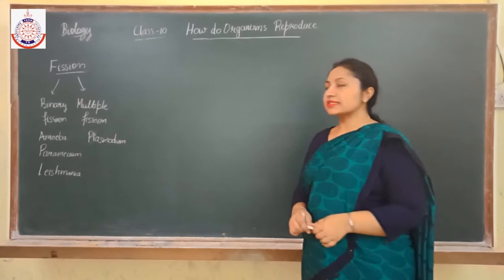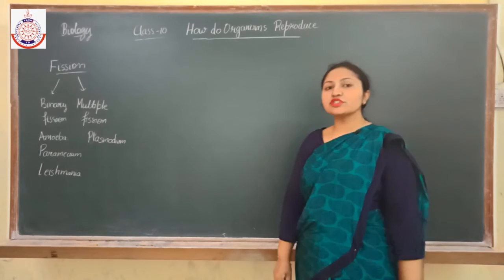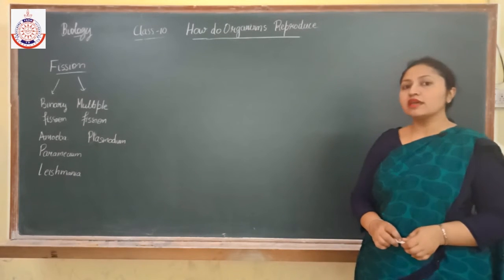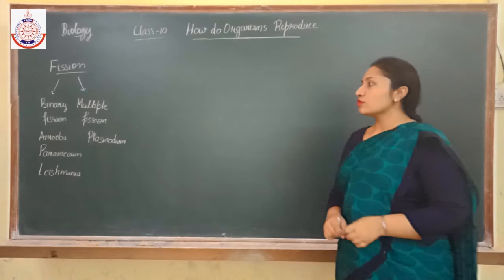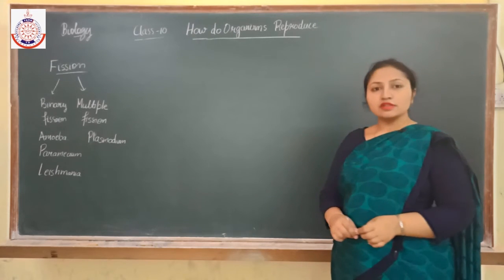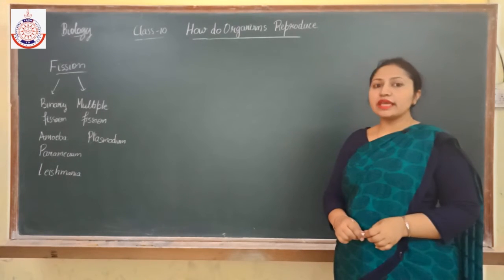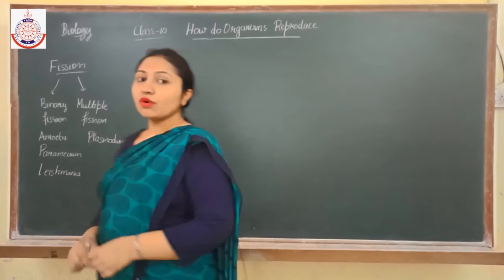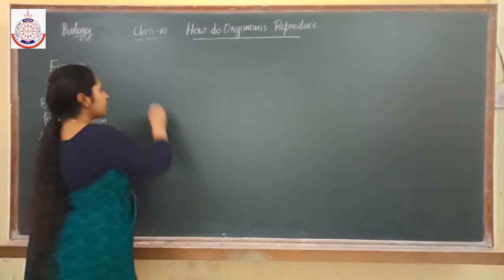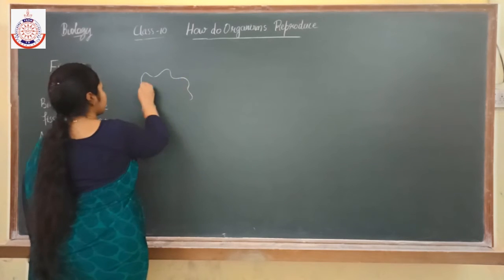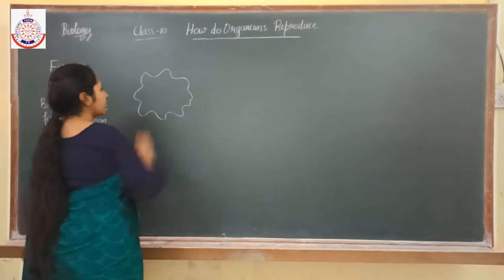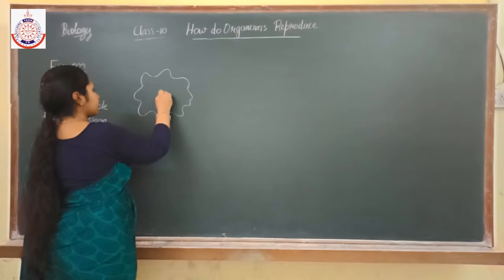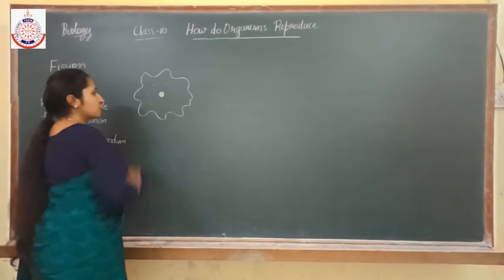So students, we were discussing fission. What is fission? Fission means the splitting of the parent organism to form the daughter organisms. Now first is binary fission. First we will discuss amoeba. Amoeba is a unicellular organism of irregular shape, having the nucleus, and this is the cytoplasm.